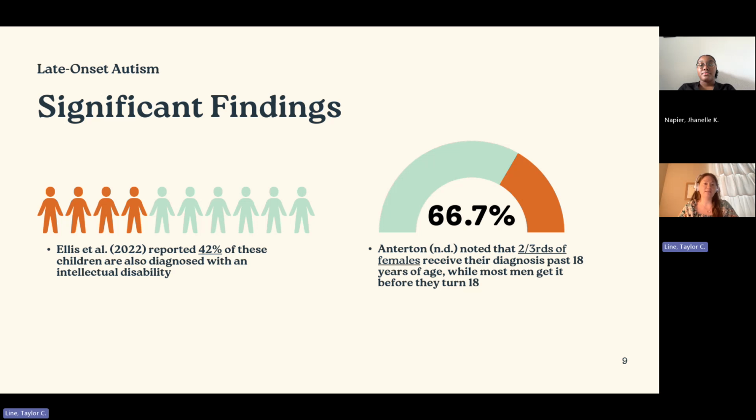Importantly, this discrepancy is not due to milder symptom presentations in females. In some cases, clinical assessments have actually revealed symptoms may be more pronounced in females. So, if women are experiencing higher levels of symptoms, how are they slipping through the cracks?